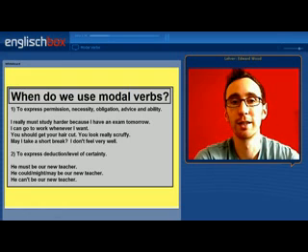May I take a short break? I don't feel very well. Here the modal verb may expresses permission. We also use modal verbs to express deduction.